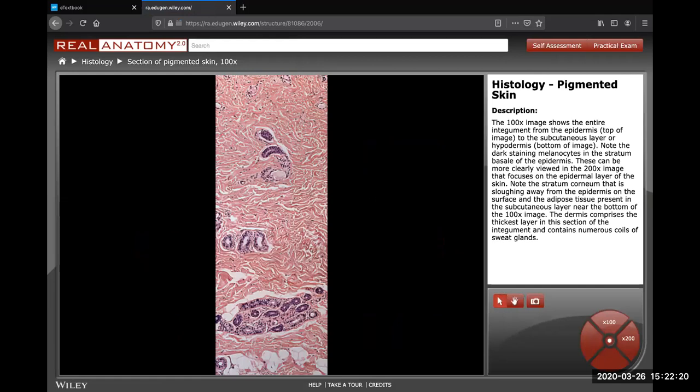All right. And pigmented skin, 100 times, of the entire integument from the epidermis to the subcutaneous layer of the hypodermis. So we've got our adipose tissue here. Looks like we've got our connective tissue here.